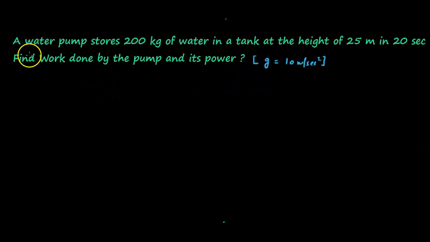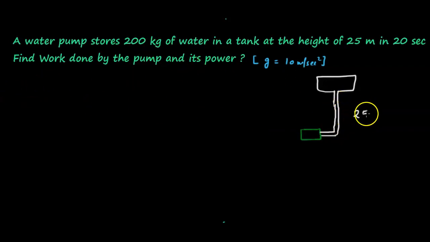Okay, how can we solve this question? It is saying the water pump stores 200 kg of water in a tank at a height of 25 meters. So let's make just a rough diagram. I'm not very good at sketching, so I'm just making a rough diagram. Suppose this is a water pump, and there is a water pipe attached with it, and it is filling a tank at a certain height.